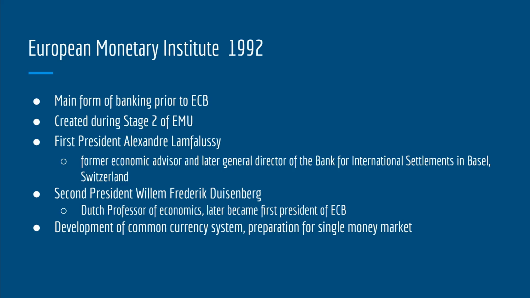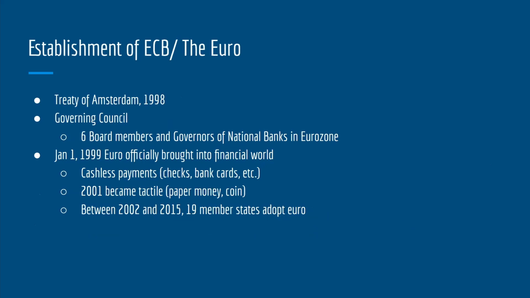The second president was Willem Frederik Duisenberg, who was a professor of economics and eventually the ECB's first president. And during the years leading up to the establishment of the ECB, the EMI was tasked with developing a common currency and preparing for a single money market. The ECB became officially established in 1998 after the signing of the Treaty of Amsterdam.